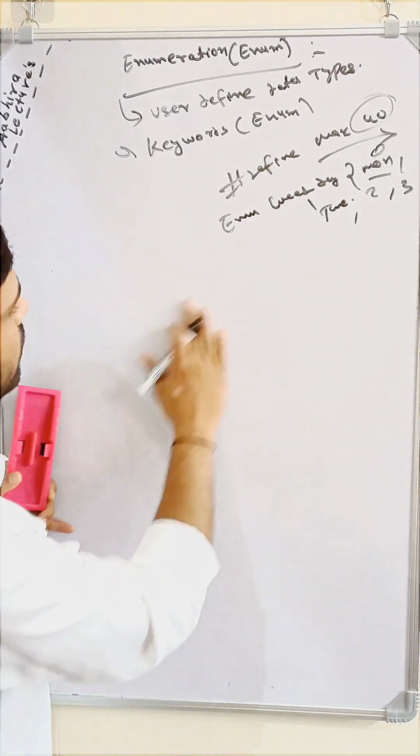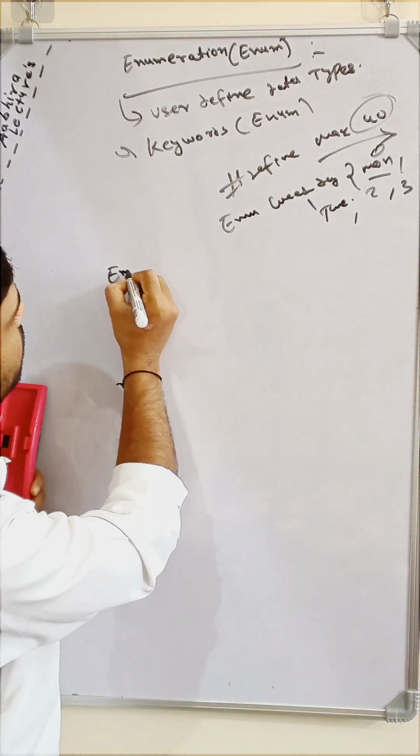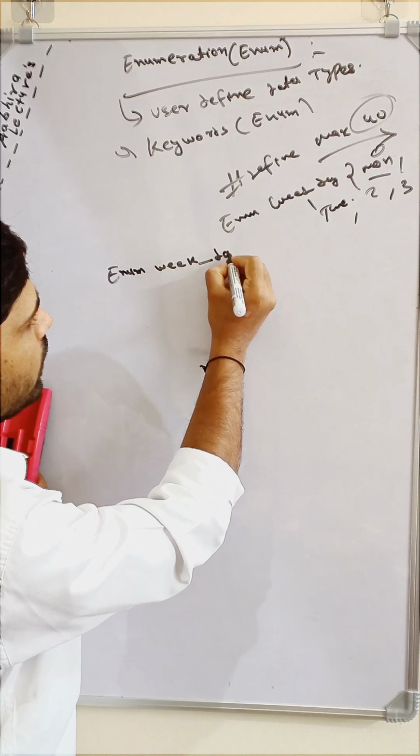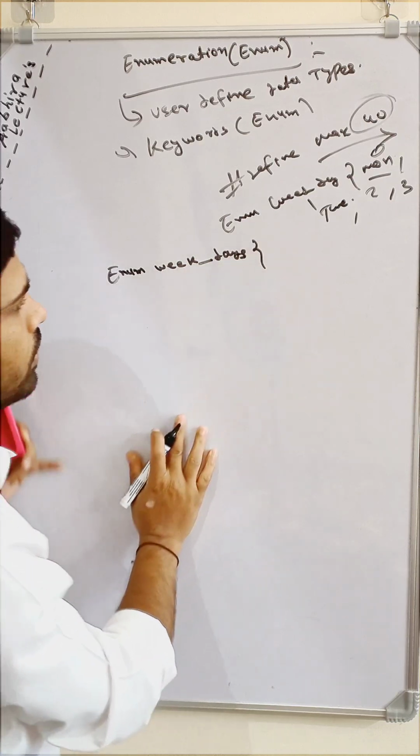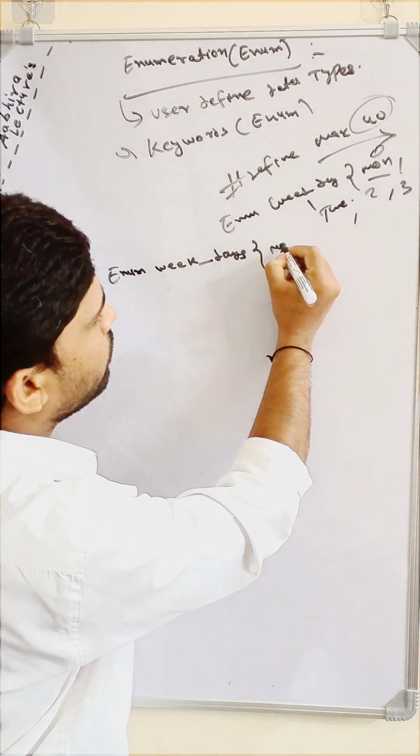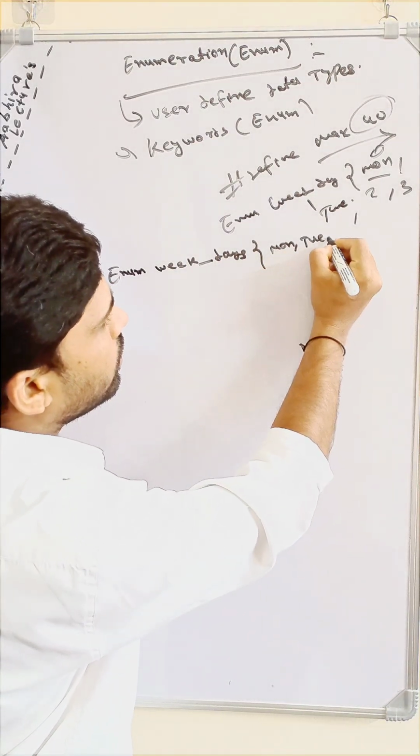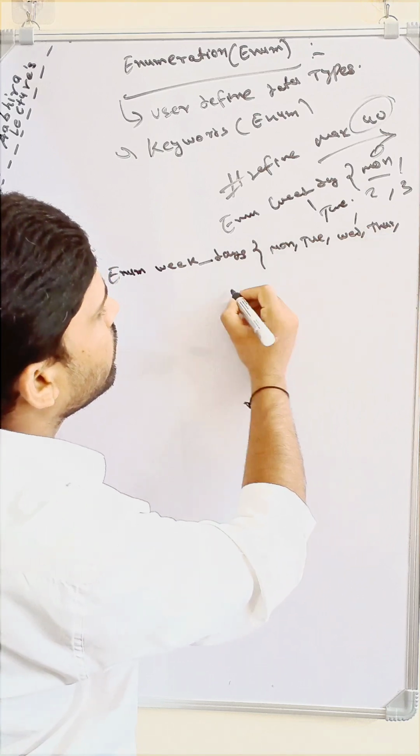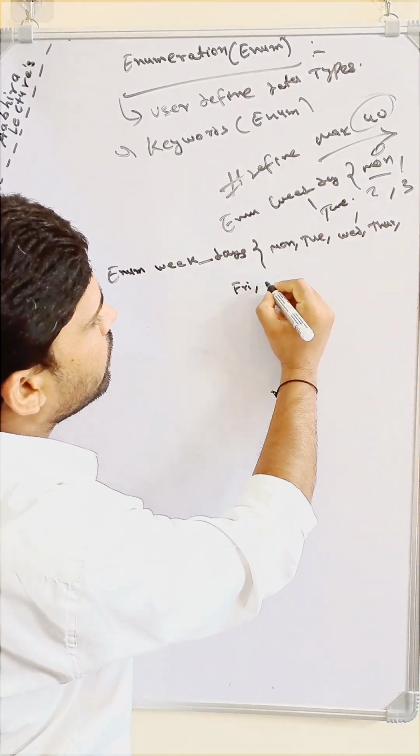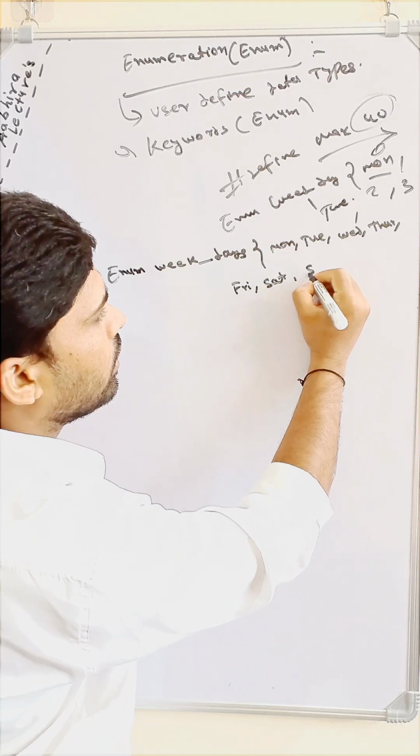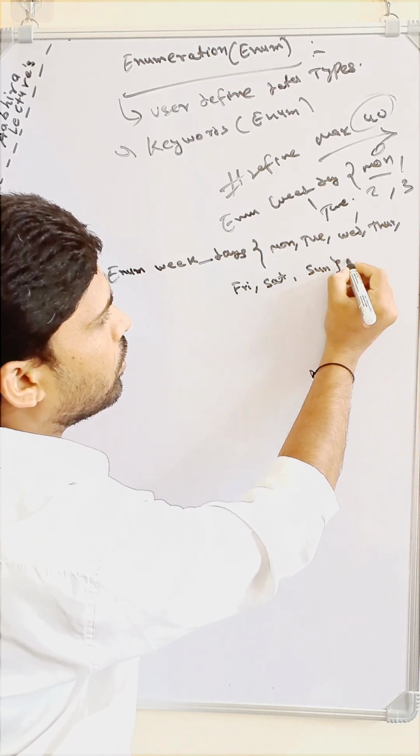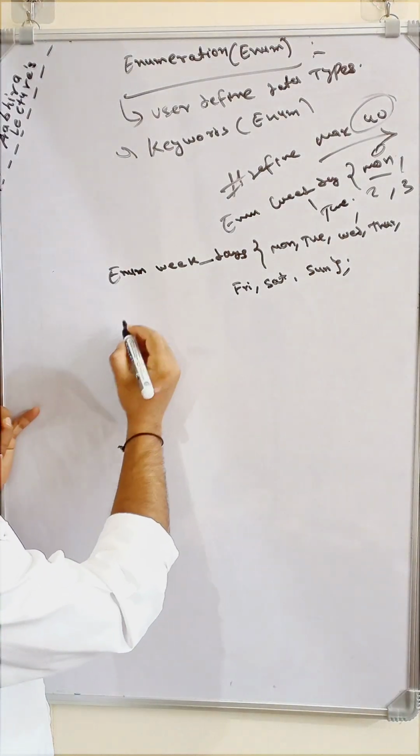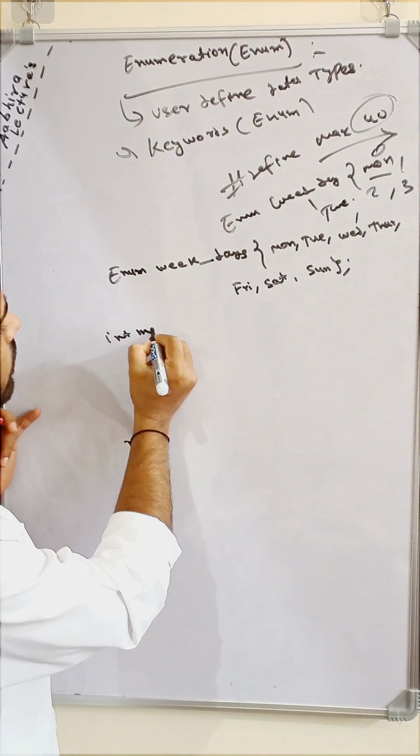So see clearly here, enum weekdays, and so on until Sunday. Close the bracket, semicolon. So this is the declaration of the enum that we will write in main.